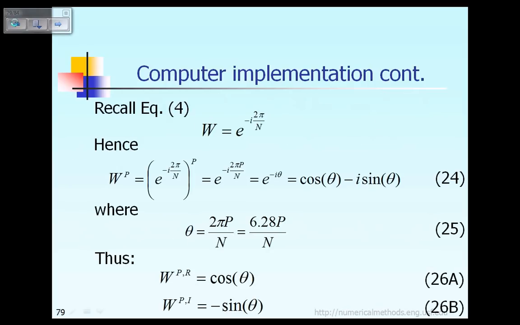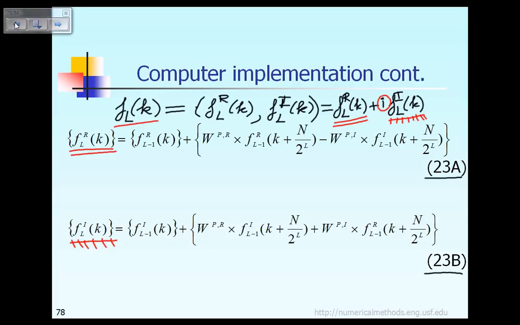Now, there's the last item I want to explain. When you compute equation 23a and 23b, we have to worry about the computation of w raised to the power p comma r, and also w raised to the power p comma I.